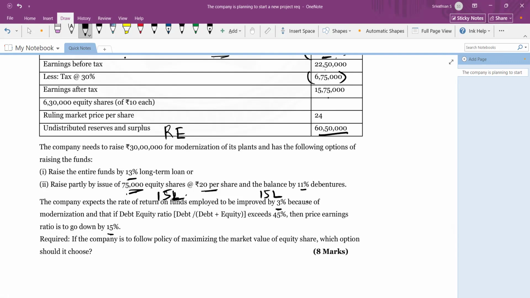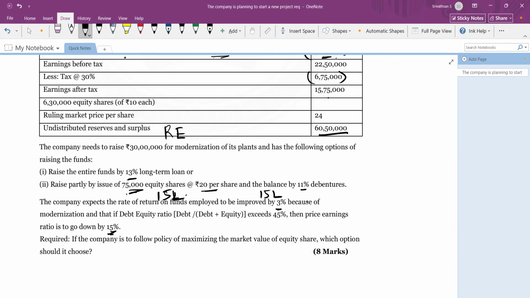So what they are saying is the company is going to modernize its plants. Because of that, the return on capital employed of the company will increase by 3% from the existing return on capital employed, and the company is going to raise 3 million rupees of additional capital. Due to this, the debt equity ratio of the company will change. If the debt equity ratio is greater than 45%, in that case, the price to earnings ratio will come down by 15%. So in this question, the price to earnings ratio is not directly given. So that is something which we need to calculate. We will do that once we start with the question.